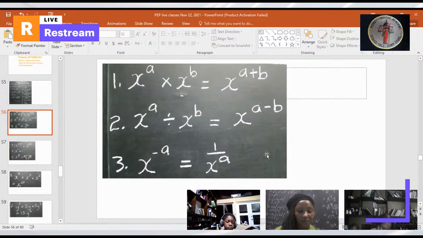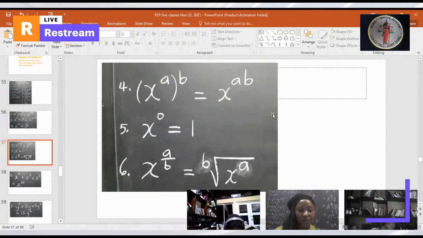The third law: x to the negative a is equal to 1 over x to the a. This means if you're raising the base to a negative power, you write the inverse. So it's 1 over that base raised to the power.